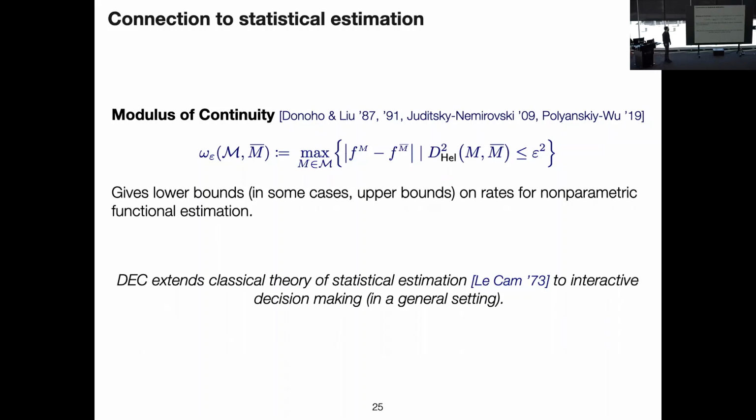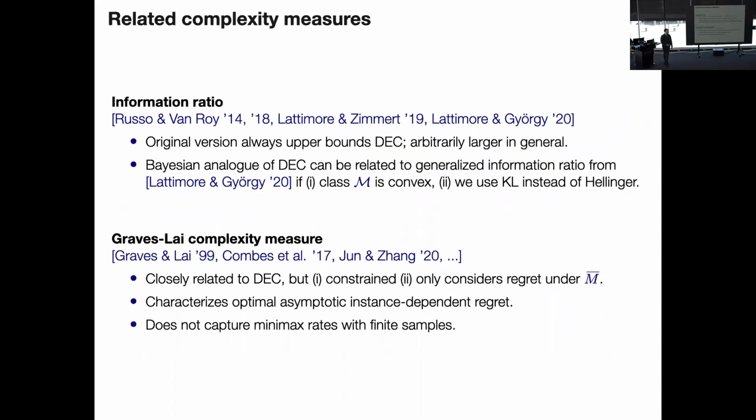Okay, and while we're on this topic, I'll just mention there are a few other complexity measures that have been explored more in the decision-making context that you may have seen before, that also consider different trade-offs between regret and information gain. I'm not going to get into detail on these, but you can check out our paper if you want to understand what the connections are.